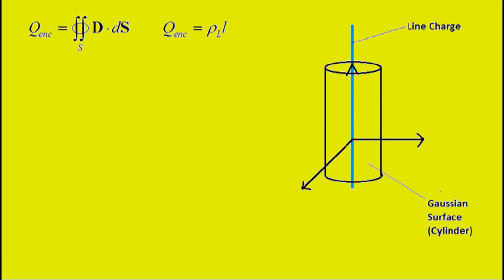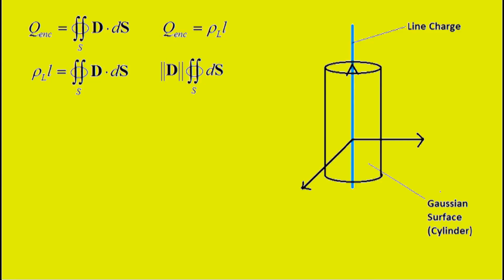The next example is a line charge. The total charge in this case is the linear charge density multiplied by the length of the line. So we once again want to make a surface that will allow us to pull the D out of the integral. The surface of choice here is a cylinder. The tops and the bottoms of the cylinder will be perpendicular to the electric field, since the electric field is coming radially from the wire.